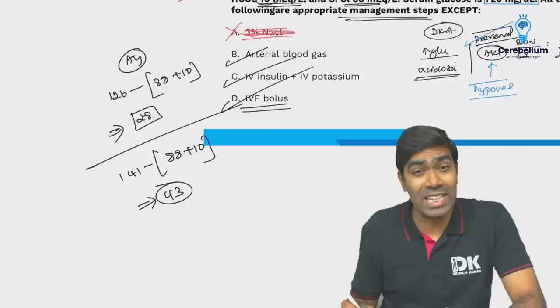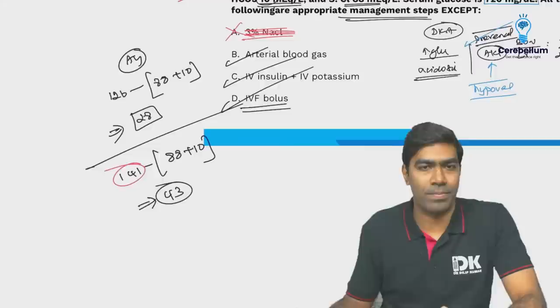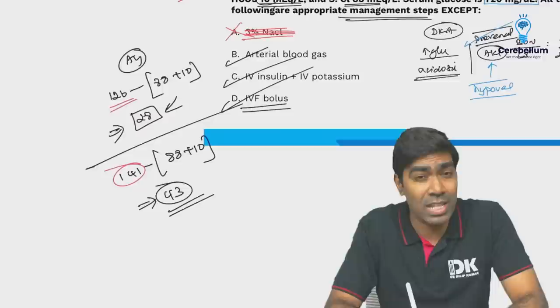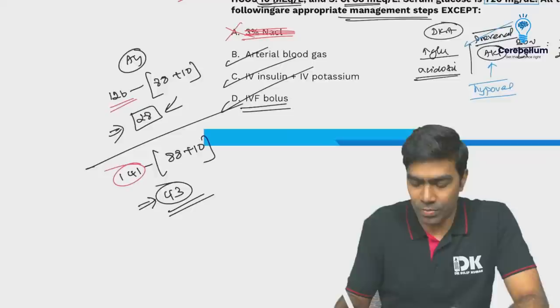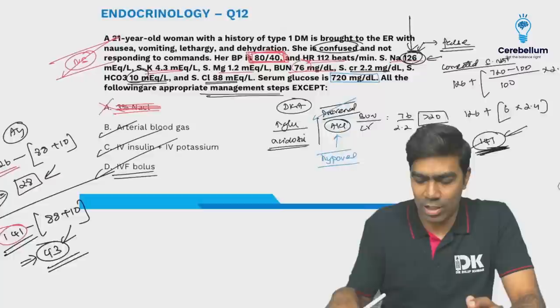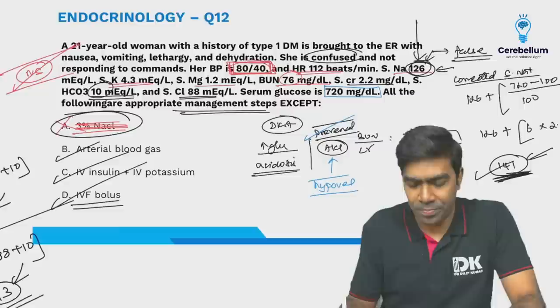So that's the reason I said you have to always use corrected sodium. If you use the actual sodium in a patient like this, you might end up with a falsely low anion gap. So you might think it's not that serious. Look at this. This is very serious. A 43 anion gap is very, very serious. It's very high. In fact, you have to give IV insulin till you correct that anion gap. Anion gap should become normal. For correction of the anion gap, you have to use corrected sodium only. You should not use the actual sodium. That's why you need to know the importance of the corrected sodium. So the right answer for this question is option A, that is 3% NaCl.